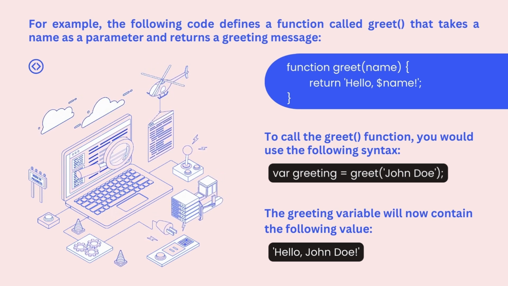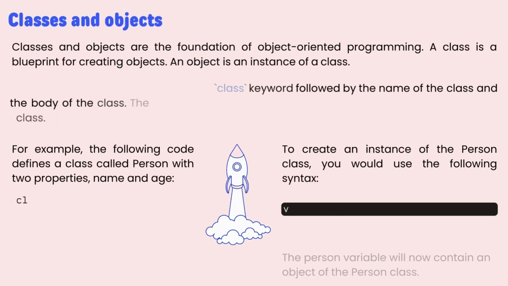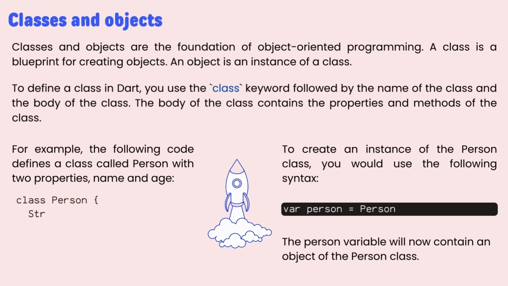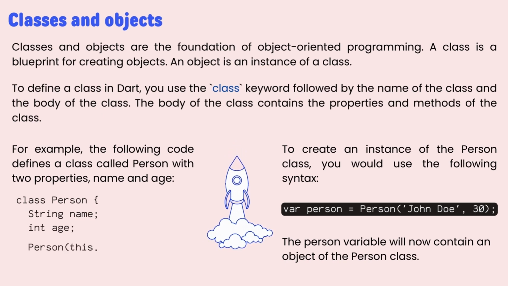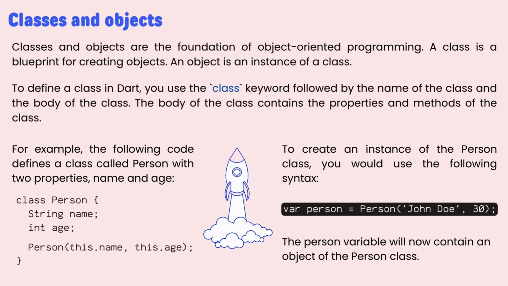Hello, John Doe. Classes and objects. Classes and objects are the foundation of object-oriented programming. A class is a blueprint for creating objects. An object is an instance of a class.